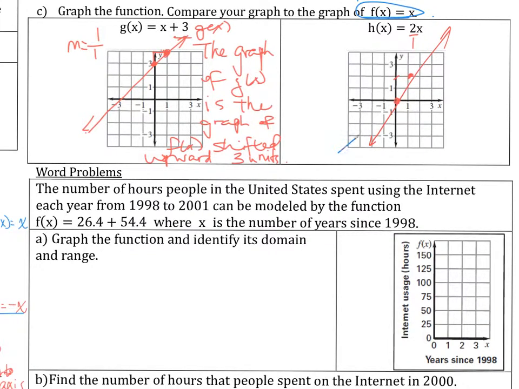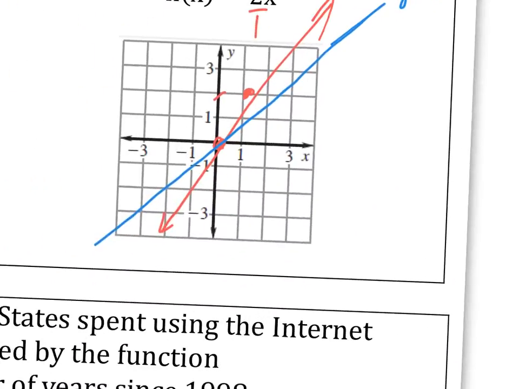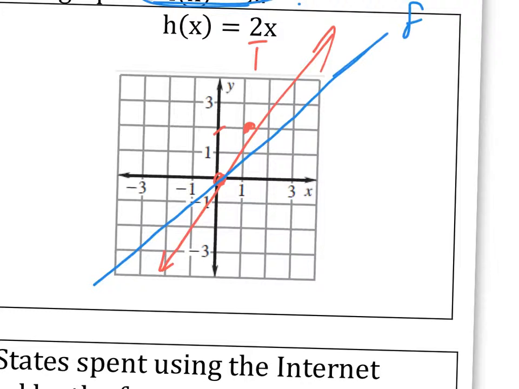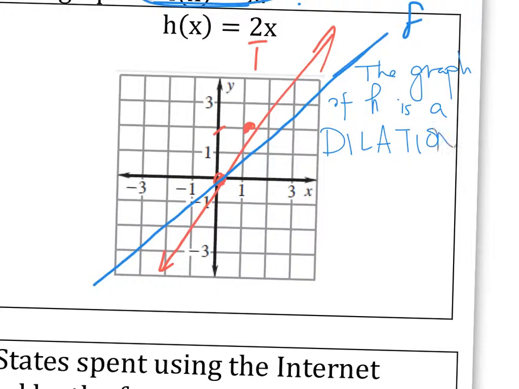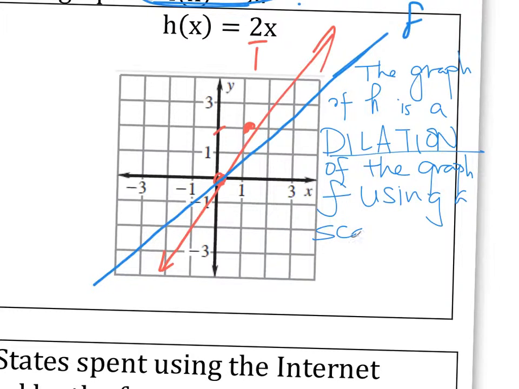And if I graph the parent function, that location, so I can say, make this bigger, the graph of h is a dilation of the graph of f using a scale factor 2.